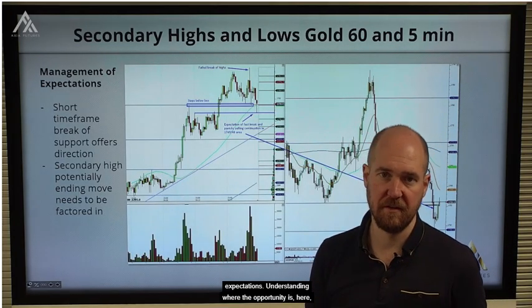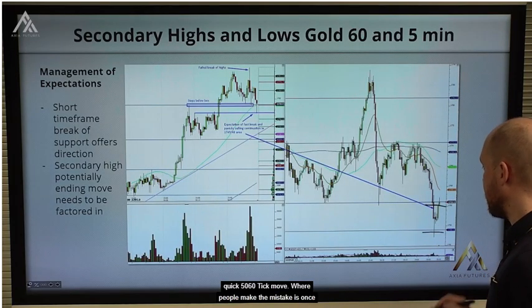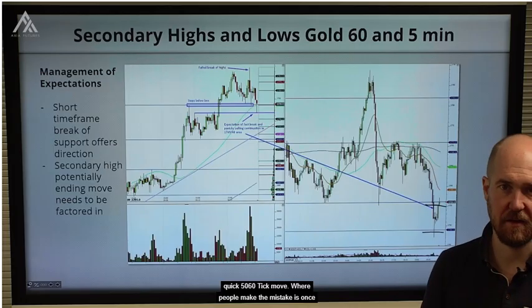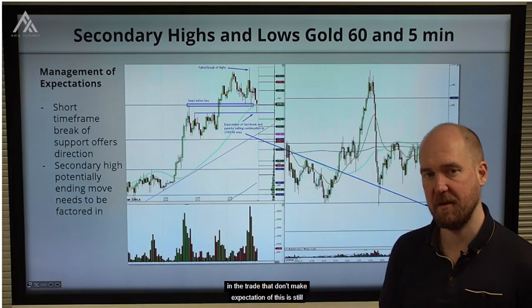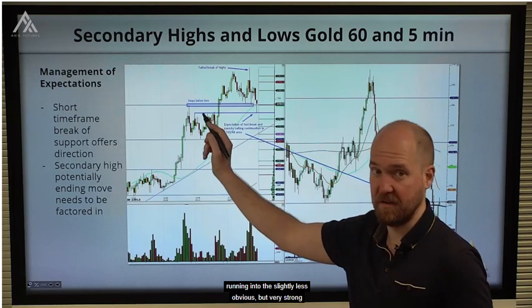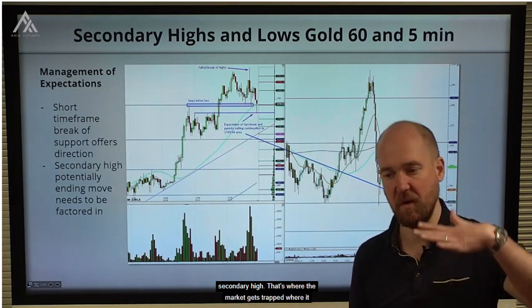where the opportunity is. And there's nothing wrong with playing this. That's a nice, quick 50, 60 tick move. Where people make the mistake is once in the trade, they don't manage the expectation of this is still running into the slightly less obvious, but very strong secondary high. That's where the market gets trapped and where it gets stuck.